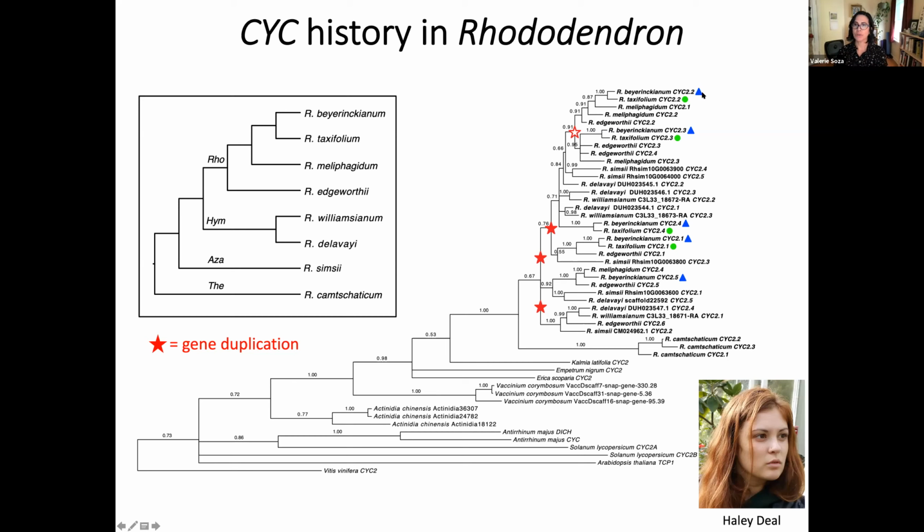And these four main duplications gave rise to 5 copies shown here in the blue triangles that we found in Bayeringianum, and 4 copies shown by the green circles that we found in Taxifolium. So in our 2 experimental species, it looked like there were 5 copies where one of them had been lost in Taxifolium.